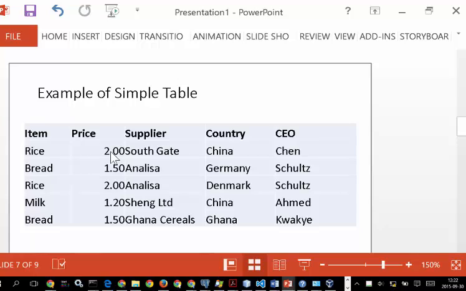It's similar to what you have in discrete mathematics. What about between supplier and country?